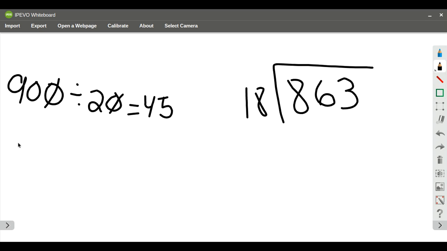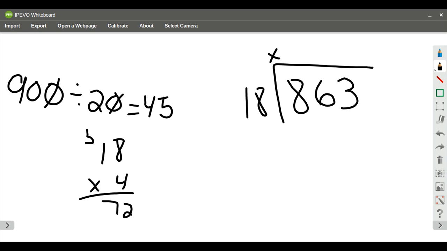What's nice about my estimate as well is that by using it, I can determine what the first value is going to be that I multiply 18 by. So I'm going to try 4 and see what I get when I do 18 times 4. Now, that's not a math fact that I know, so I'm just going to do it really quickly off to the side. 4 times 8 is 32. I regroup the 3. 4 times 1 is 4, plus 3 is 7, so 72.